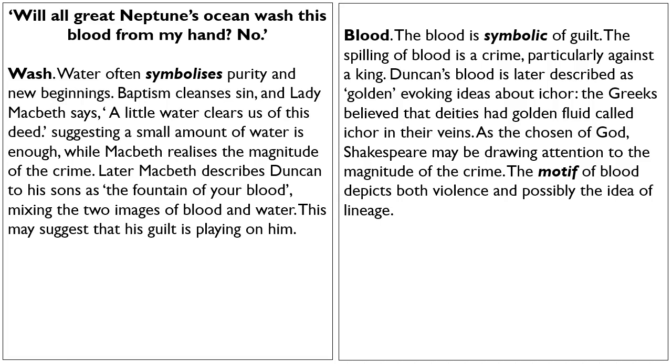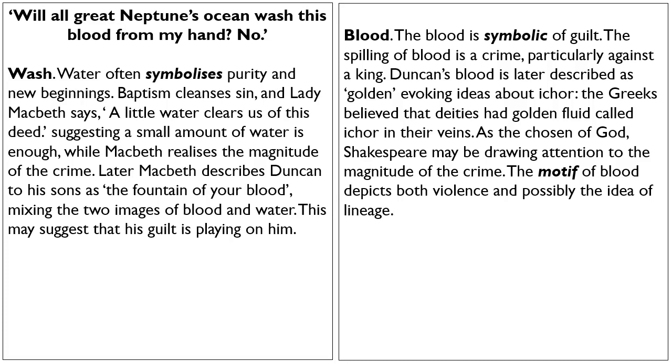But Macbeth realizes that actually there's a greater magnitude here. He thinks that the entirety of the oceans would turn red, incarnadine, if he were to wash his hands in them. He also describes Duncan to his sons as the fountain of your blood, mixing blood and water together. And so he speaks about blood here, mixing blood and water, and then when he talks about blood and water to Duncan's sons, his guilt possibly is still playing on him, mixing these ideas.